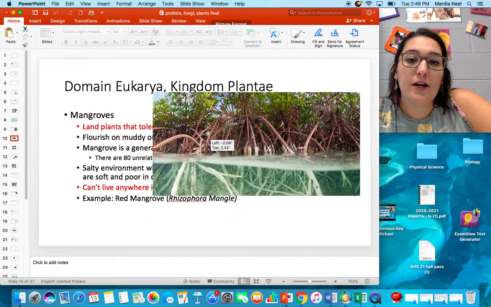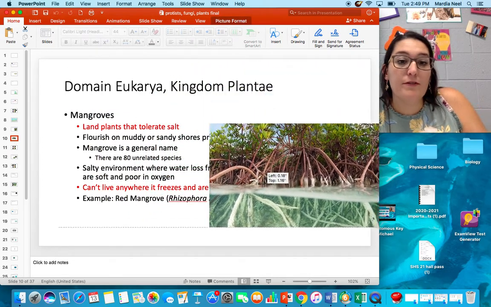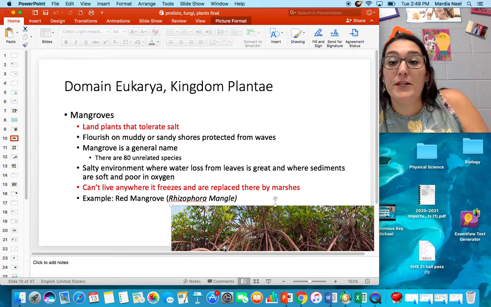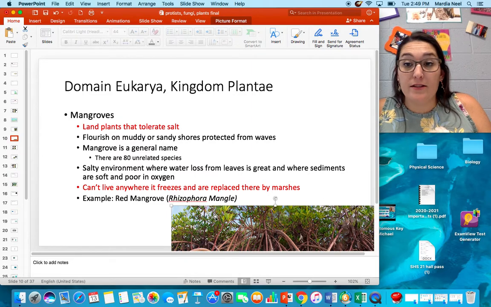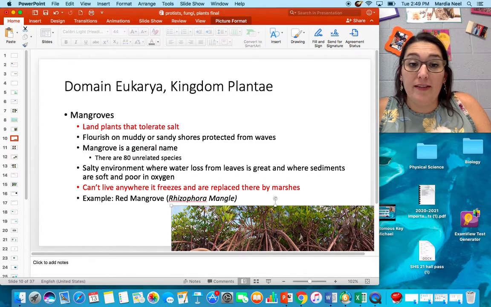The last thing we're going to talk about in Kingdom Plantae are mangroves. If you had me last 9 weeks, you should know all about mangroves. We did a web quest with them. Mangroves are land plants. So again, they're not really marine either. They're land plants, but they do live in salt water and they tolerate salt.